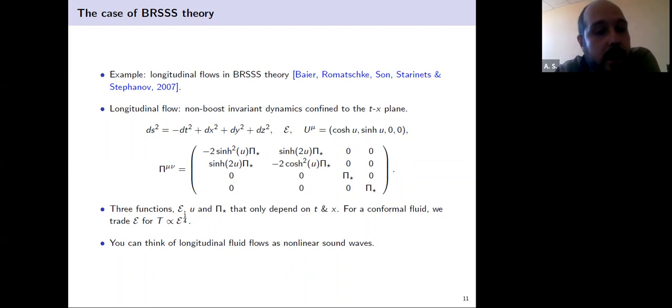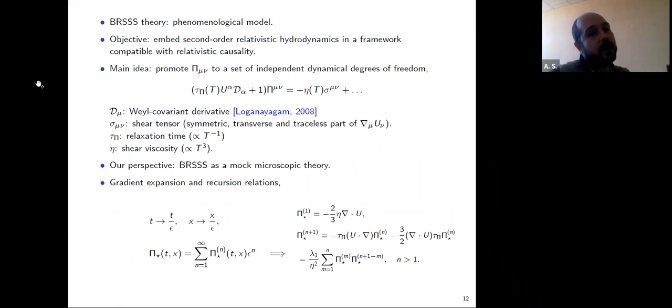Okay. Now, as I said, we are going to be computing the gradient expansion evaluated on longitudinal flows in BRSSS theory. So I'm going to tell you now what BRSSS theory is. BRSSS theory is a phenomenological model in the Mueller-Israel-Stewart class of models, which is constructed with the objective of embedding second-order relativistic hydrodynamics in a framework which is compatible with relativistic causality, and which allows you to formulate a well-posed initial value problem.